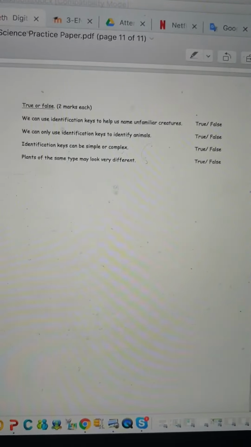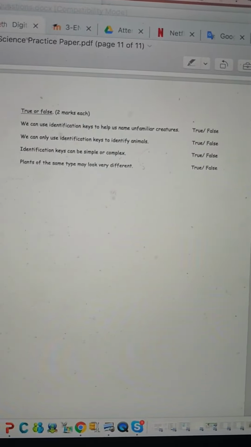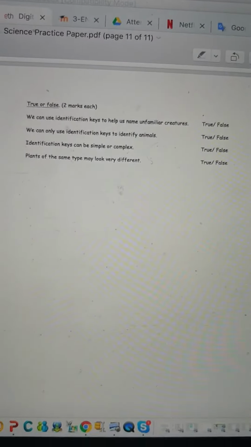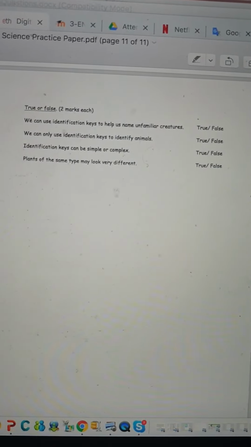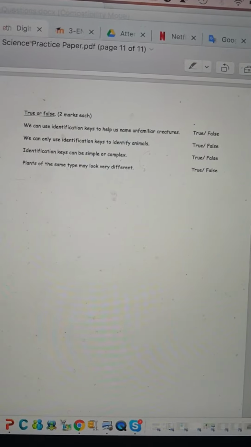Moving on now to the last question. True or false? We have 4 of them. Okay, you just need to circle whether the sentences or statements are true or false. First one is, we can use identification keys to help us name unfamiliar creatures. Is that true or false?